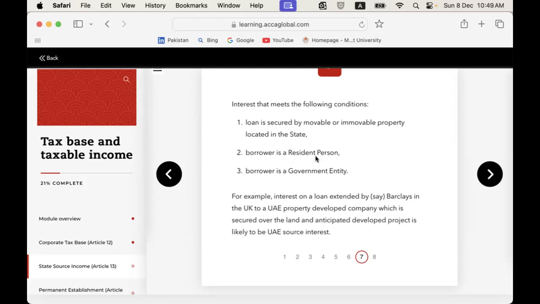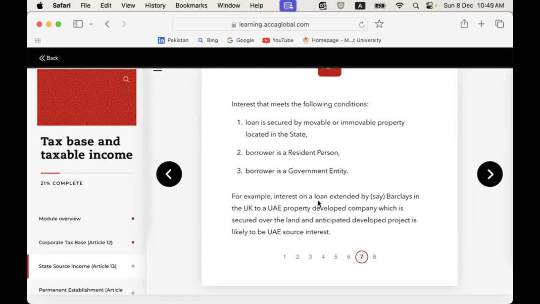Borrower is a resident person. The person who took the loan is a resident person. Then again, the interest income will be UAE source income. Borrower is a government entity. So please remember that G is capital and E is capital. So we are talking about UAE local or federal government entities. That is defined in the decree law.